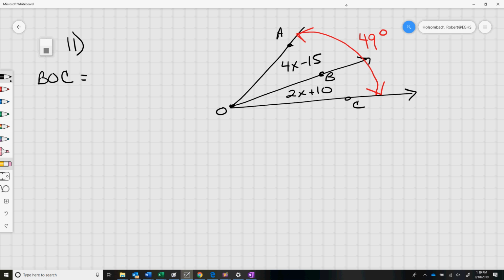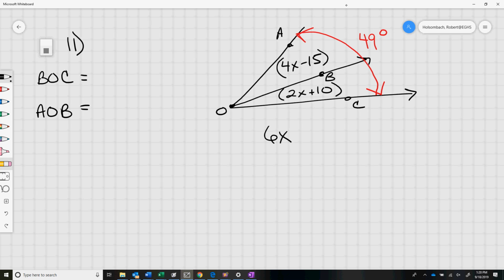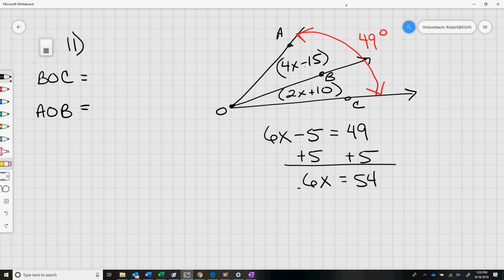So the first thing you have to do is solve for x. They don't tell you anything about an angle bisector. So this angle up top plus the angle below it equal to 49 degrees. Those two expressions added together equal 49. So your 4x plus your 2x, that's a 6x. Negative 15 plus 10 is negative 5. And that together have to equal 49 degrees. So you can add 5 to each side. Your 6x will equal 54. Divide by 6. And x equals 9. There's step 1.